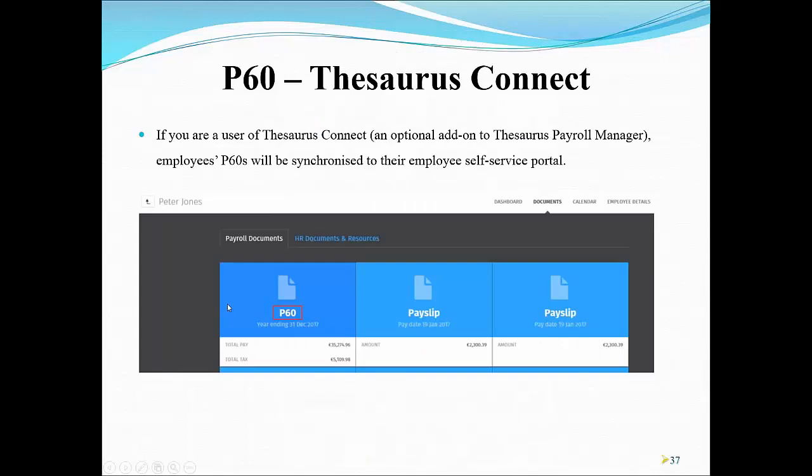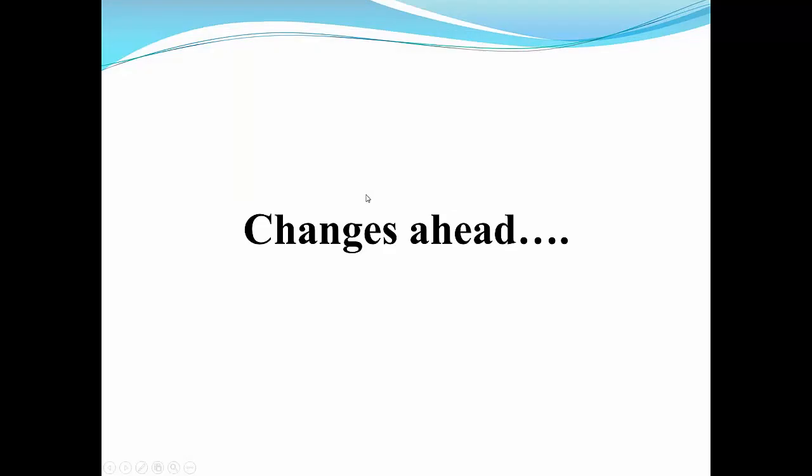Also, if you are a user of Thesaurus, which is an optional add-on to Thesaurus Payroll Manager, when you finalize your final pay period, your employees' P60s will be synchronized to their employee self-service portal as well. So employees will be able to access their P60 in their portal, and that will eliminate the need for you to print or email them from the software. They'll automatically be synchronized back up there. Okay, so that's my part done. I'm just going to pass you back to Audrey to complete the webinar.